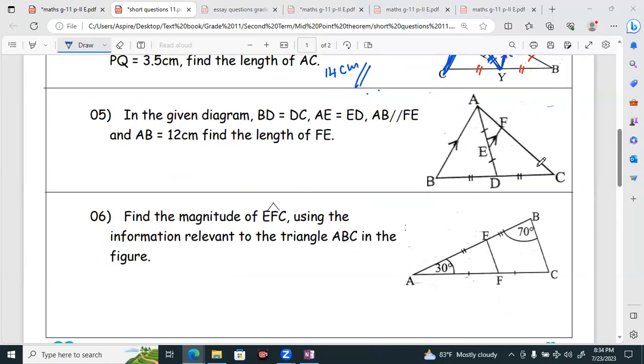This is a kind of question where they have given the information in the question and diagram both. Okay, it is given that BD equals DC. They have mentioned it. AE equals ED. It is also mentioned here. AB is parallel to FE. It is also mentioned here. And AB equals 12 centimeters. Find the length of FE. Okay. හැමෝම උත්තරේ බලන්න මට.